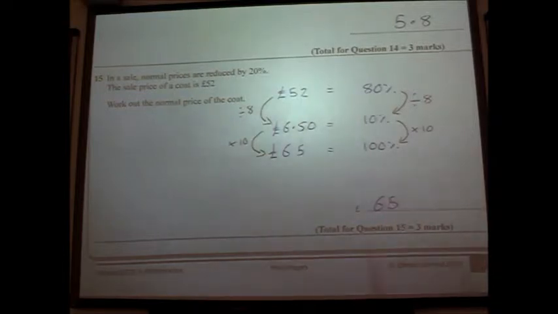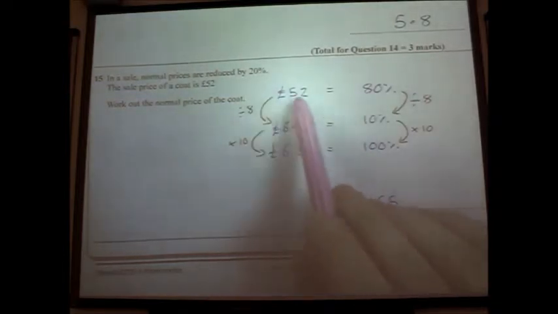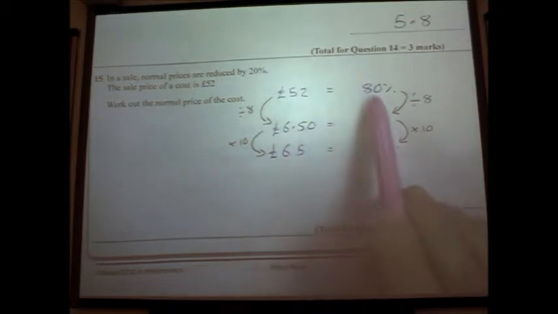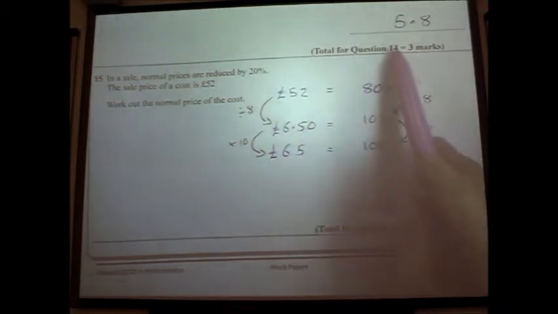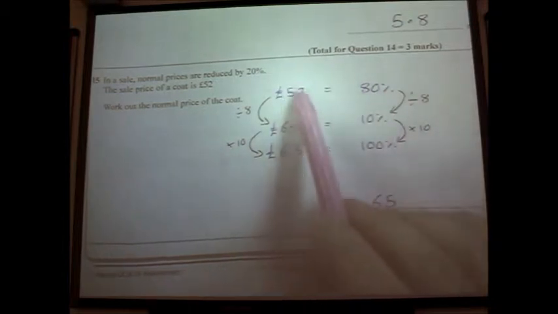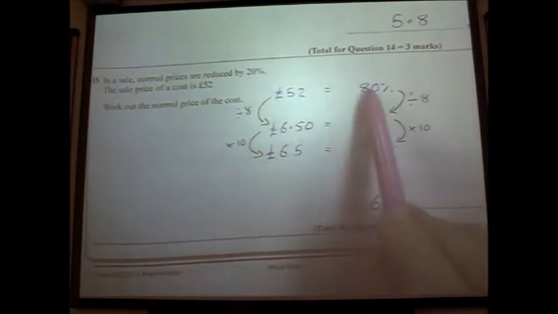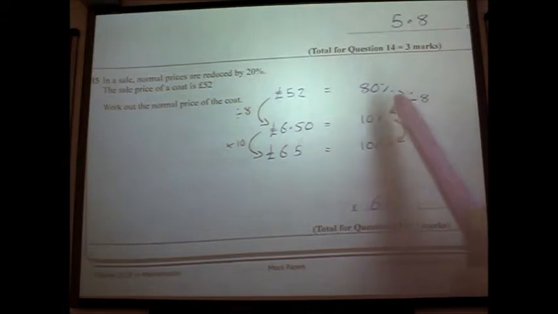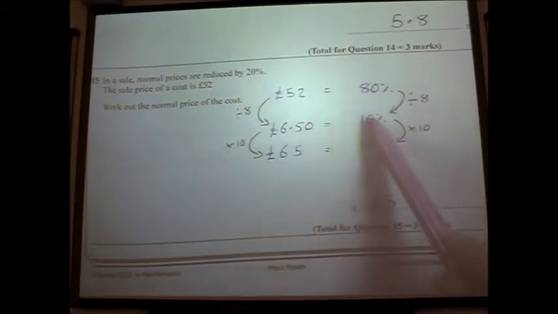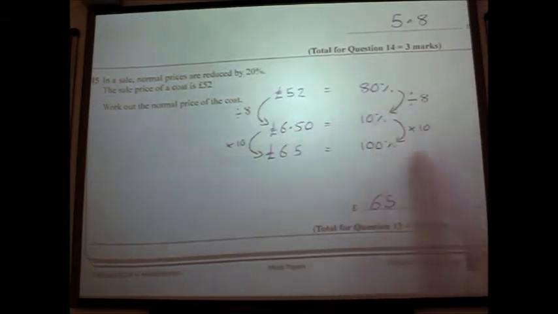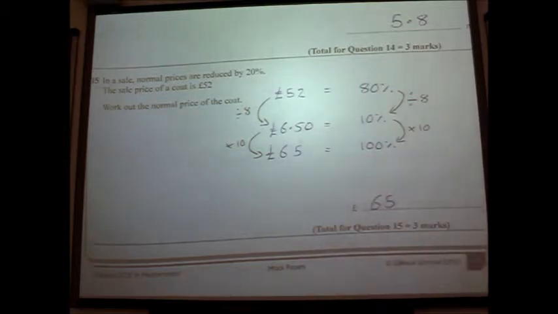So because it's been reduced by 20%, £52 is actually 80% of the cost, because it's been reduced from 100% by 20%. So what I've done is divided by 8, both sides, to get 10% of the total cost, then times it by 10 to get the full cost. So the original cost, or 100% of the cost, was £65.